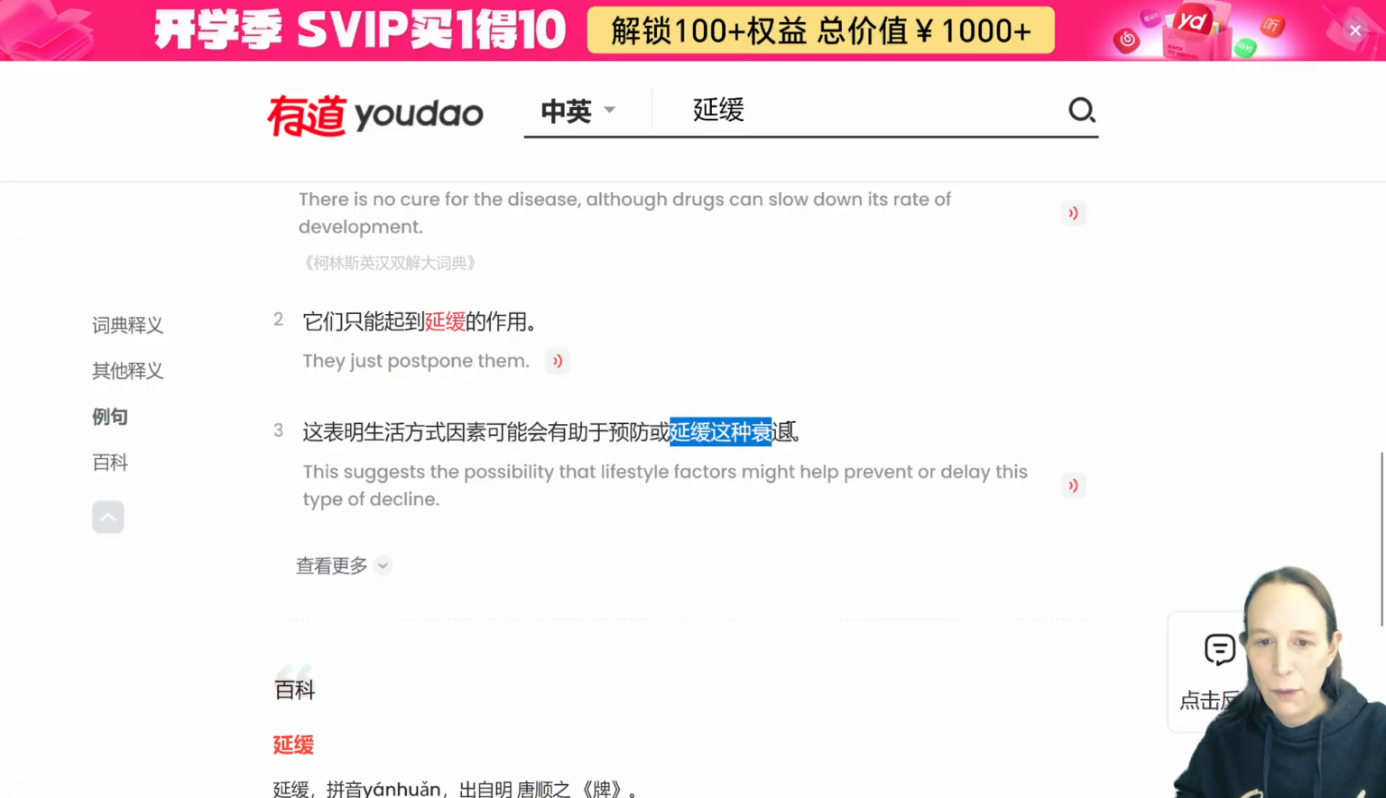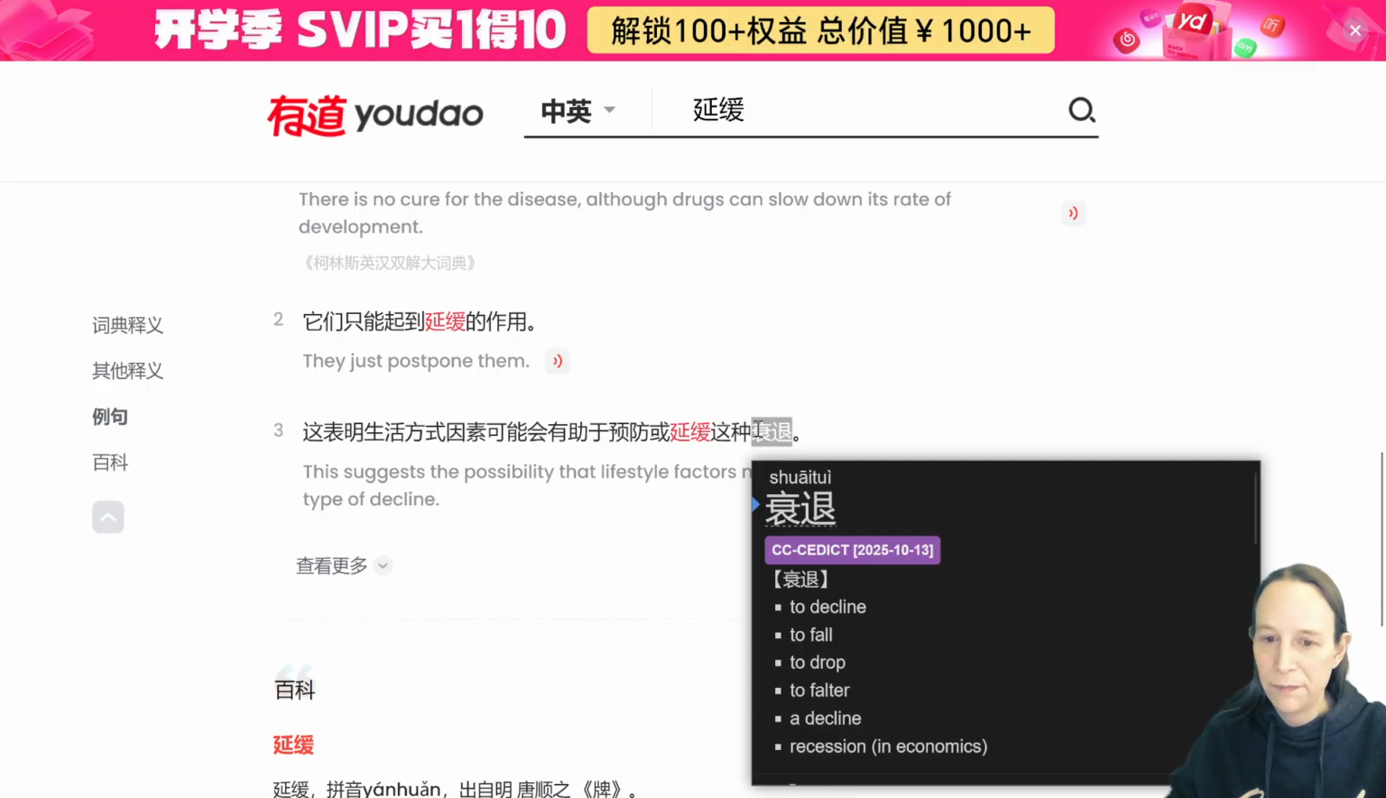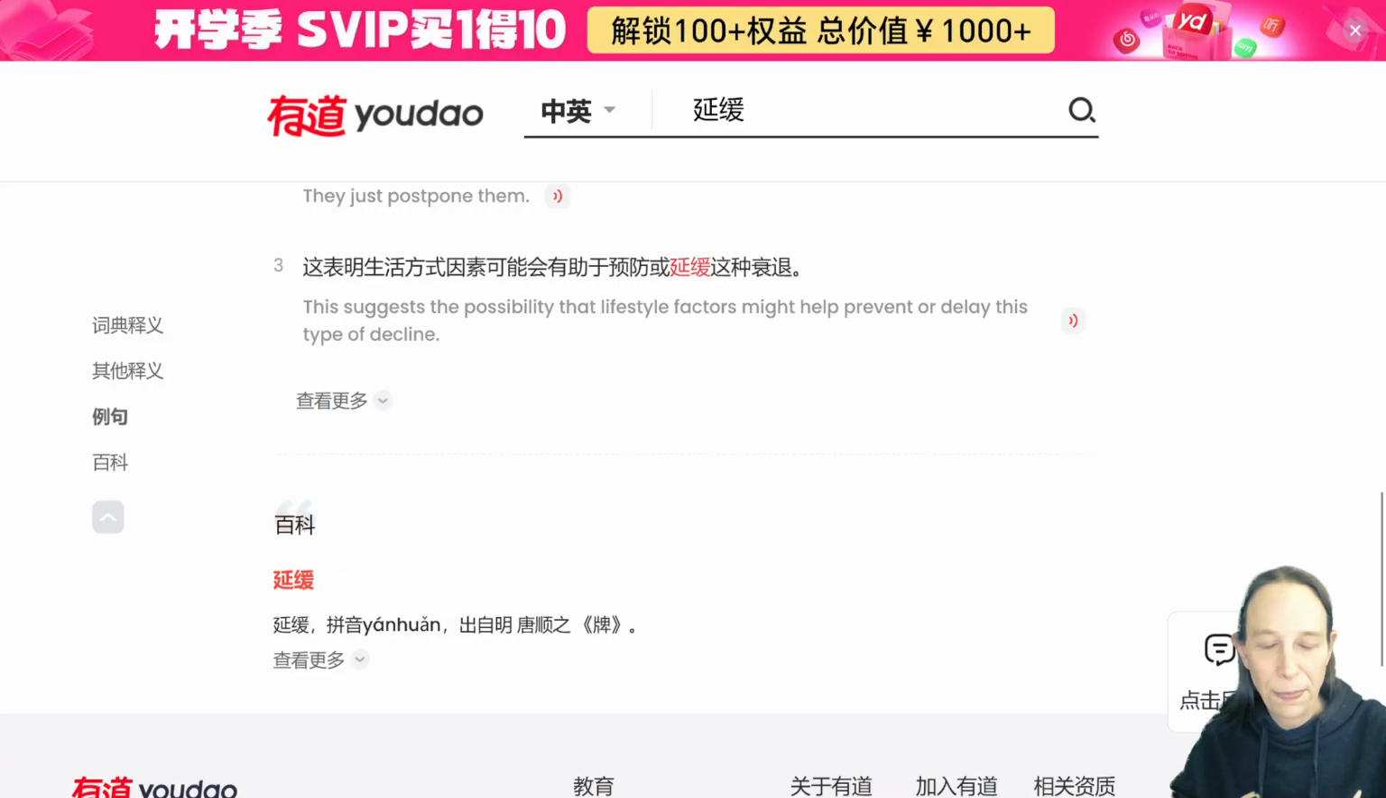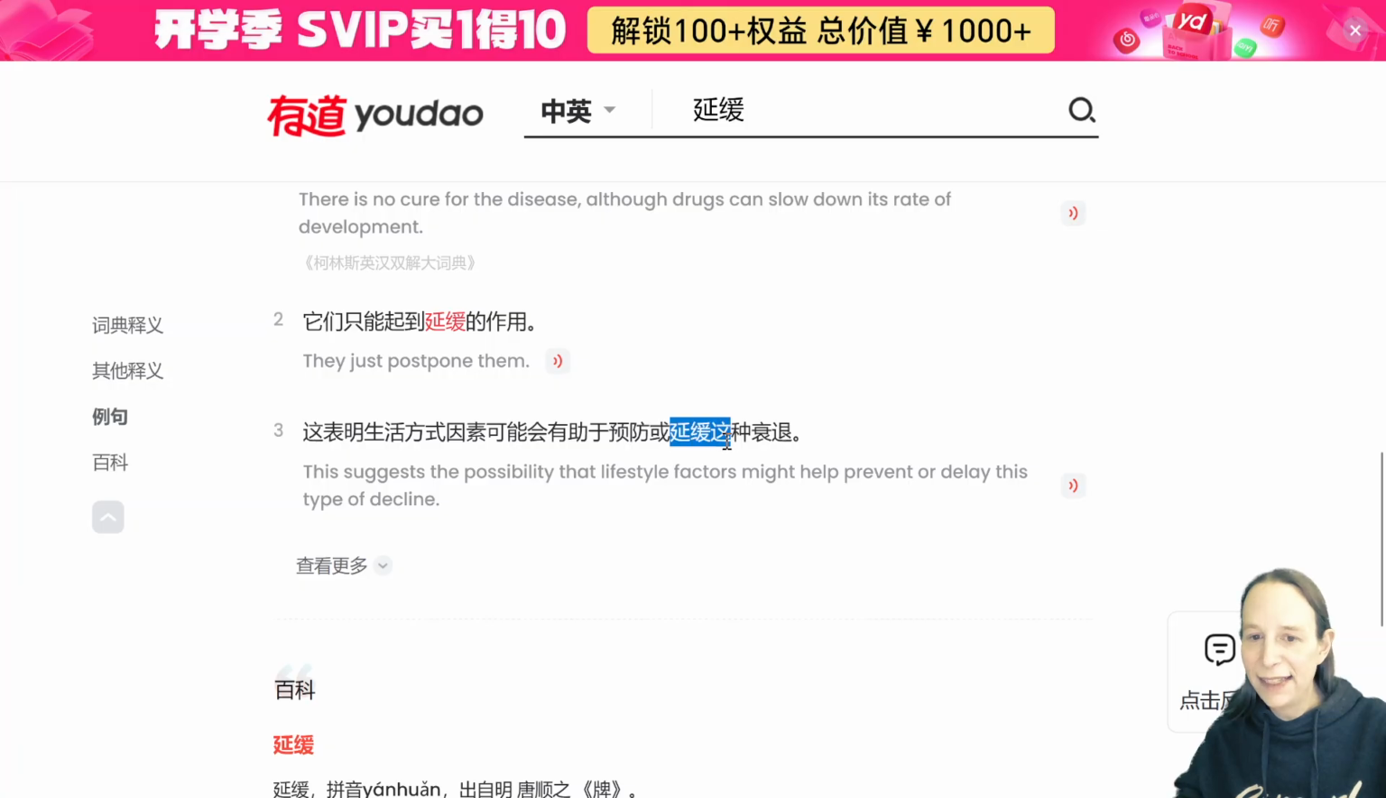Yeah. 延缓这种衰退. 衰退. This is like aging or decline. Yeah. All right. So yeah, it is delay, but we're delaying something we want to delay, like aging or symptoms or something like that.